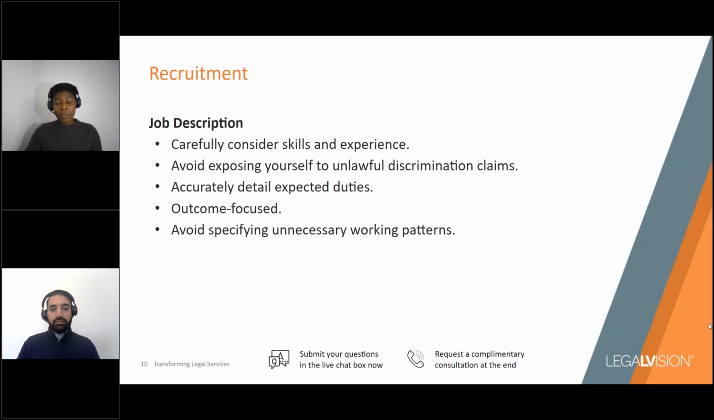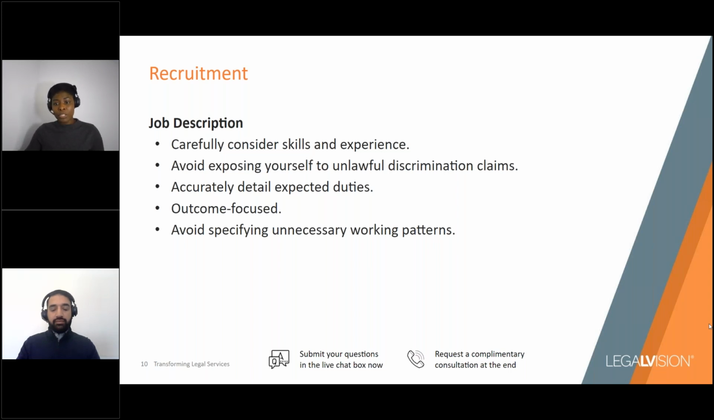The other thing we would like you to do is to try and focus on the outcome that is expected in that role instead of trying to detail specifically how a person will do the work. So just set out, these are the outcomes, these are the expectations for this role. And then when the candidate joins, with their skills and experience, you can work together to provide equipment for them to complete the role appropriately.